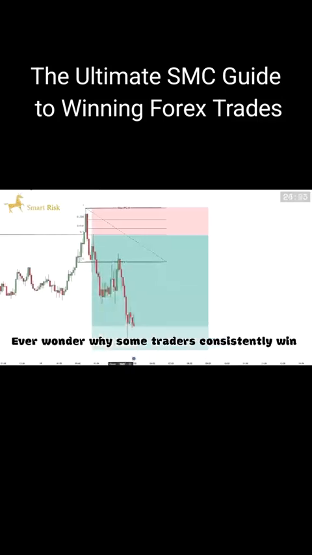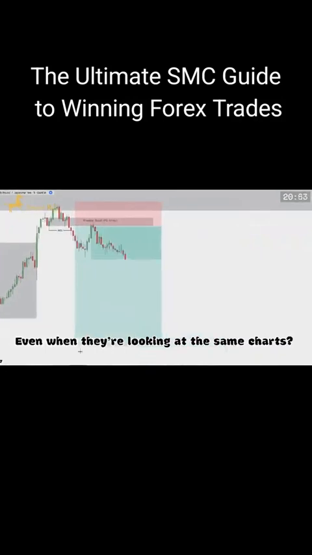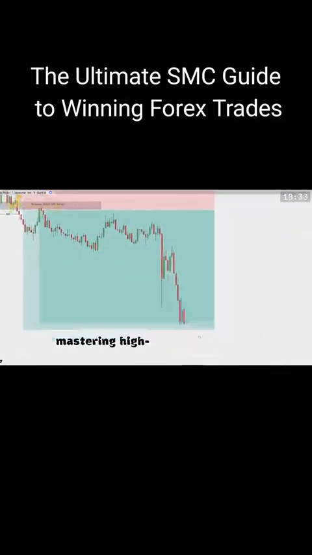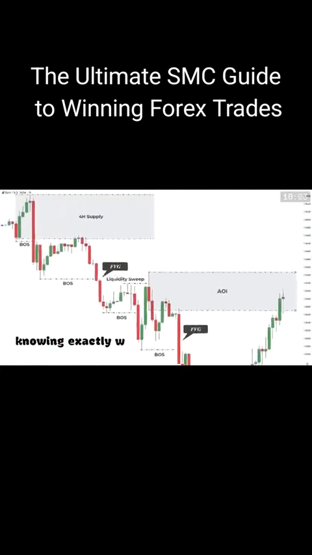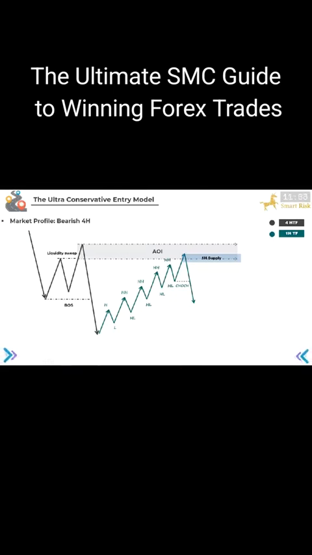Some traders consistently win while others keep taking losses, even when they're looking at the same charts. The secret is simple: mastering high-probability setups and knowing exactly when to enter and exit a trade. And that's exactly what we're covering today.